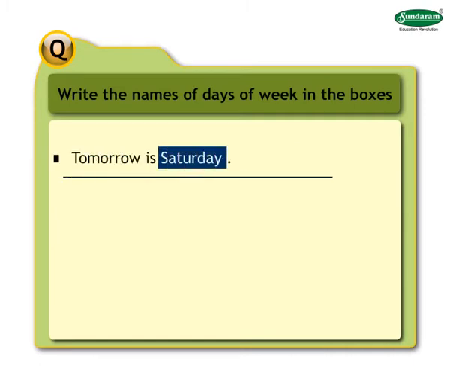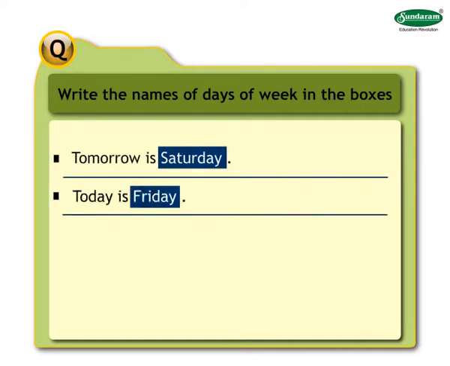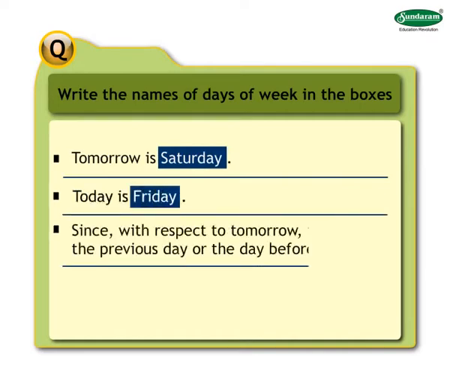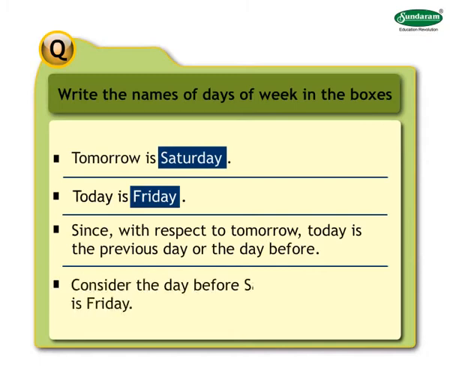Tomorrow is Saturday. Today is Friday. Since with respect to tomorrow, today is the previous day or the day before. So, we should consider the day before Saturday, which is Friday.